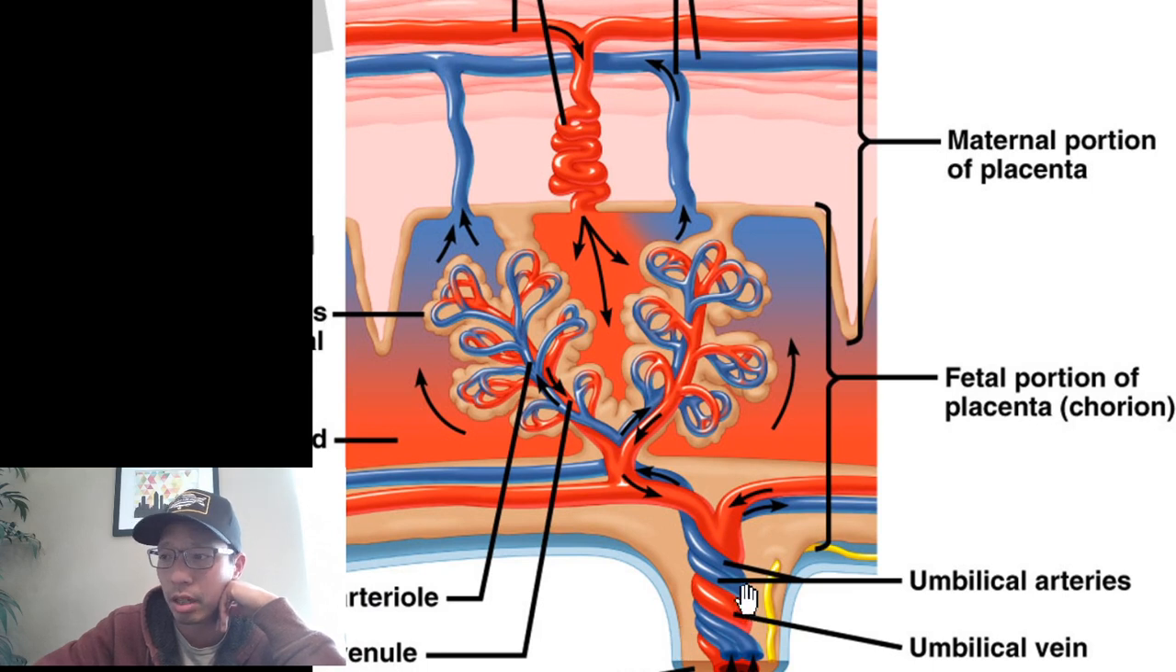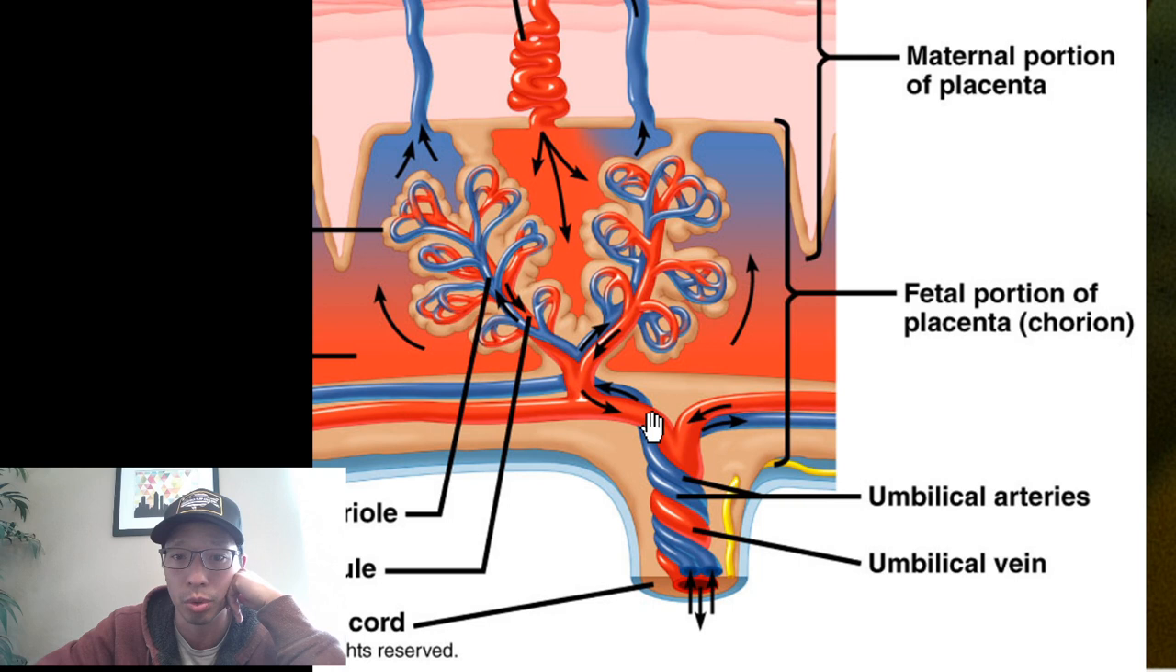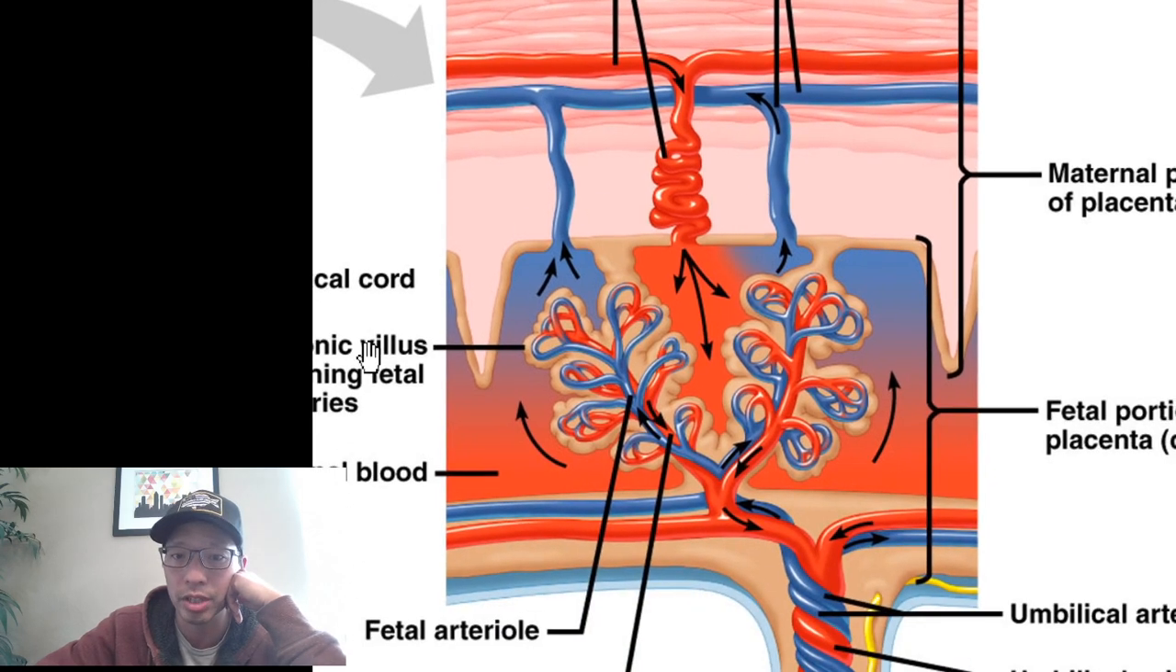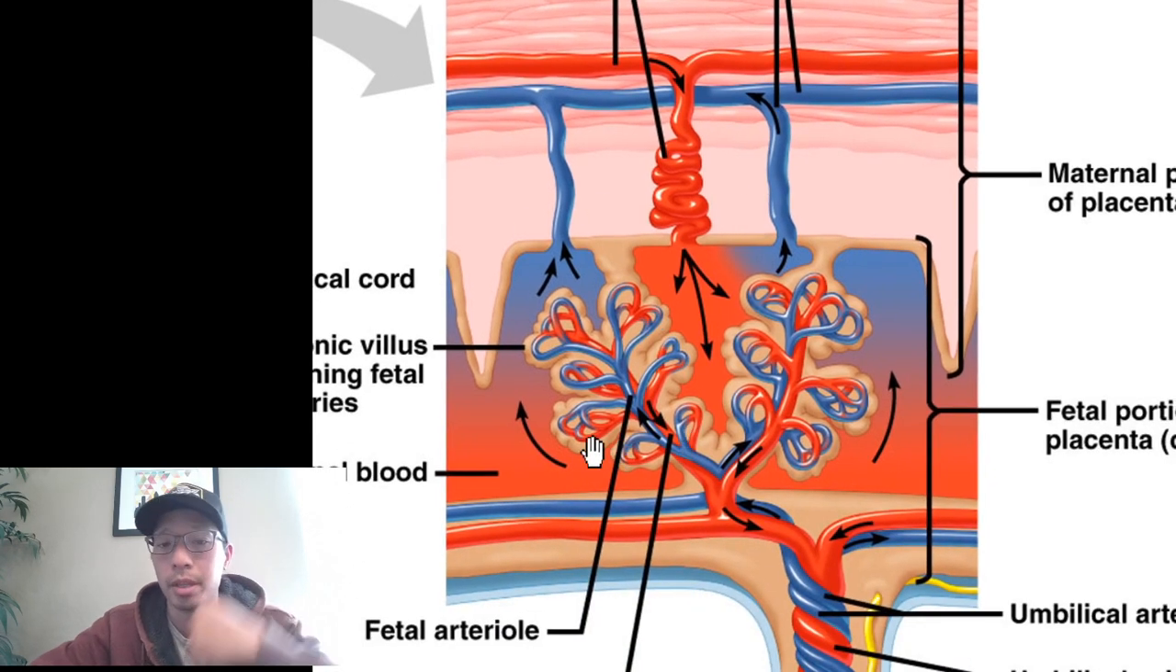And as the baby's arteries come into this area, it's almost like this is the lungs for the baby. The oxygen is going to diffuse from the mom's blood into the baby's blood, and the CO2 is going to diffuse from the baby's blood into the mom's blood. And then the blood returns through the umbilical artery, the umbilical vein, to the baby and provides the baby with the oxygen. And at the same time, the CO2 is going to be loaded into the blood and carried away by the maternal veins.